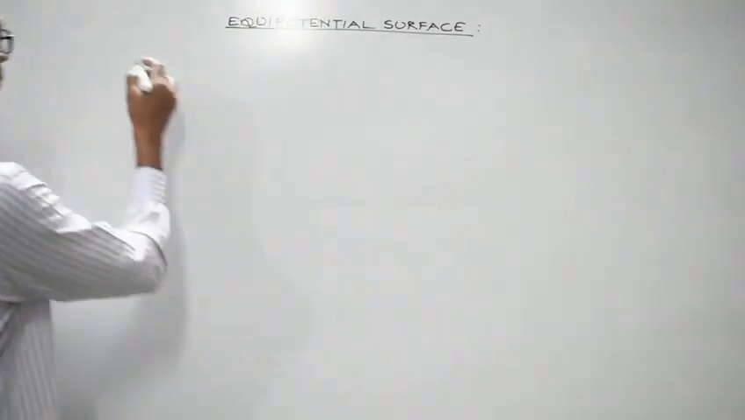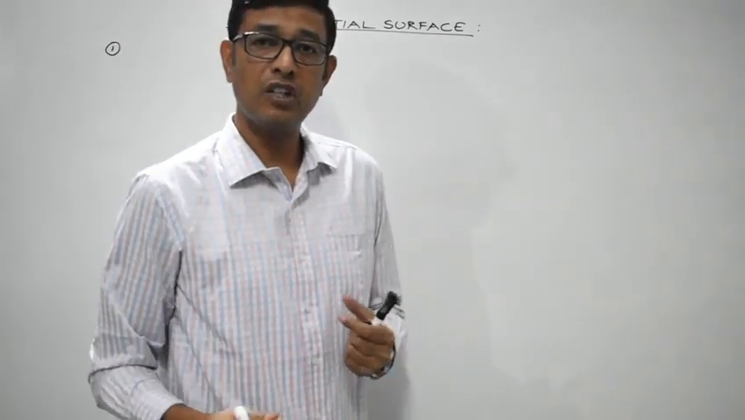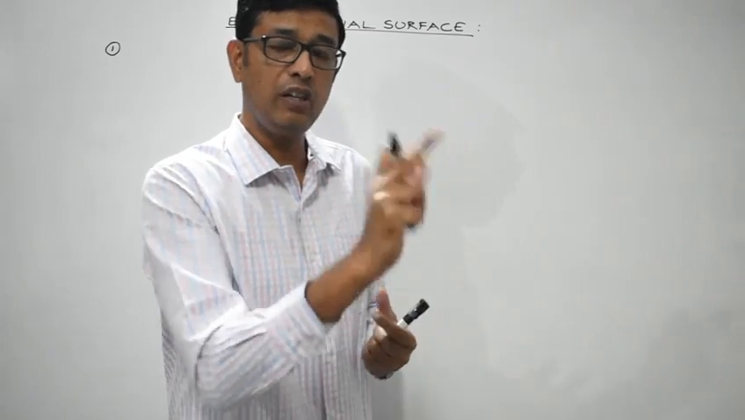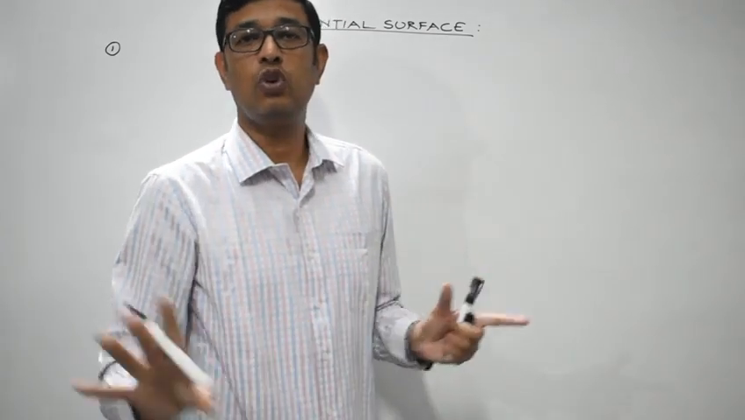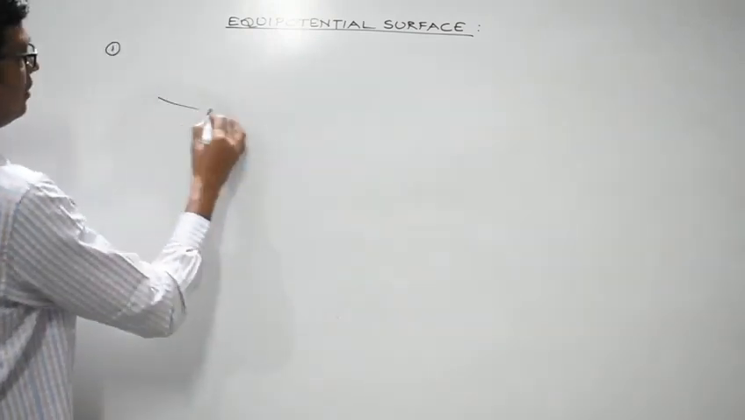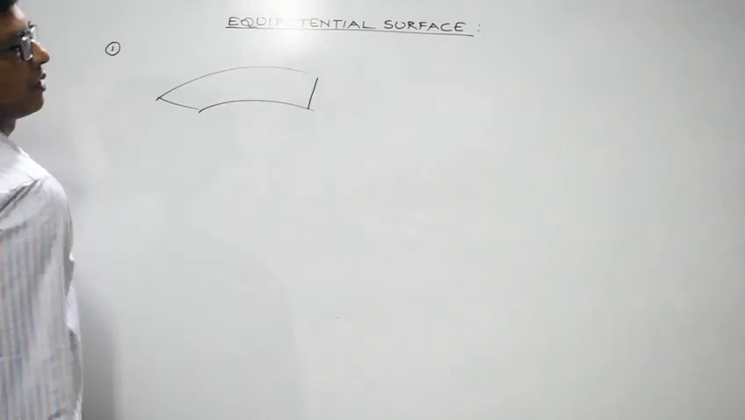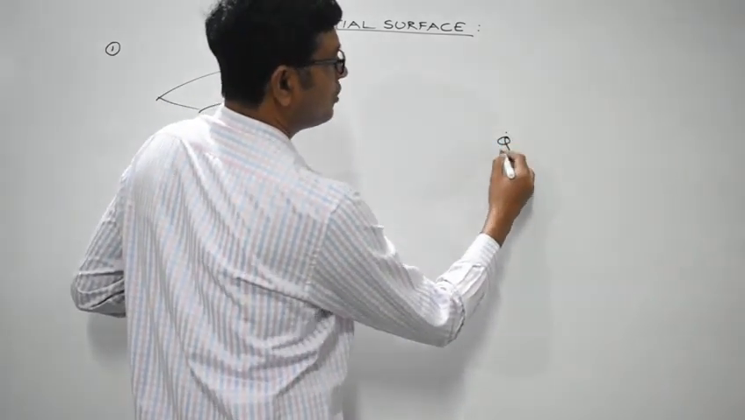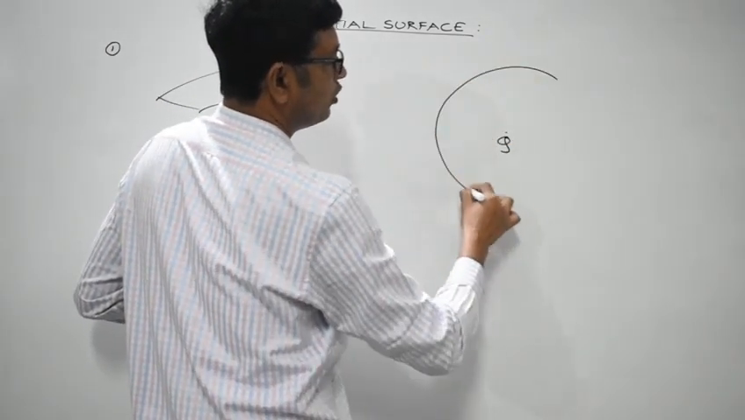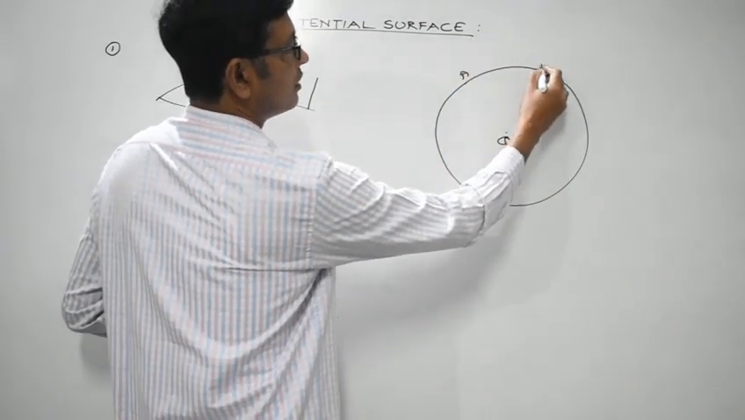First is, work done in moving a charge from one point to another point on an equipotential surface is always zero. Let's try to verify this particular fact. This is suppose an equipotential surface. Like this is a point charge and this is a sphere. This is a hollow sphere, right? So this is point A and this is point B.